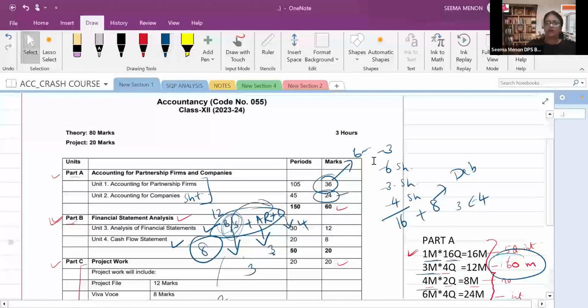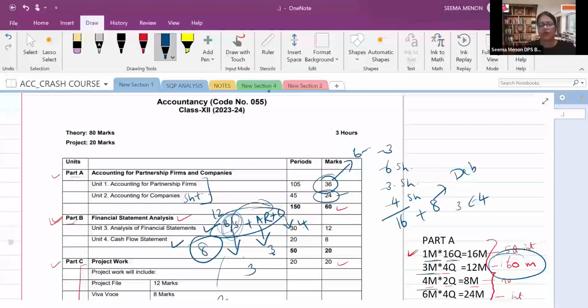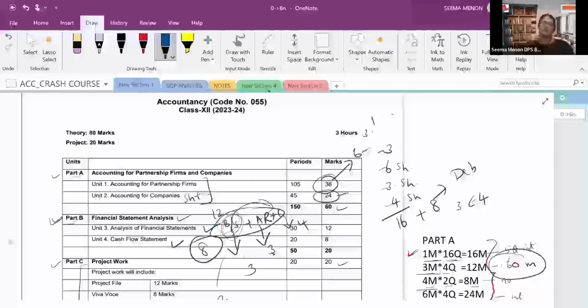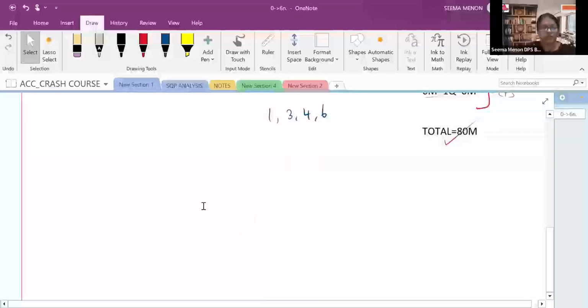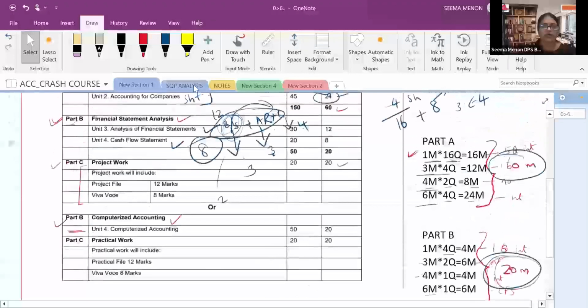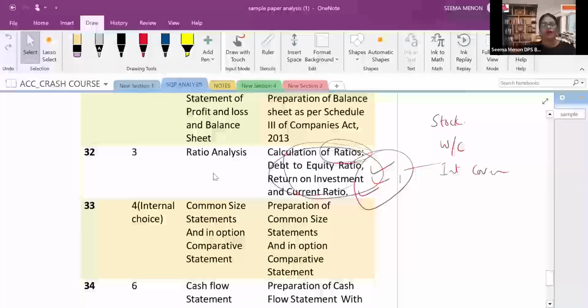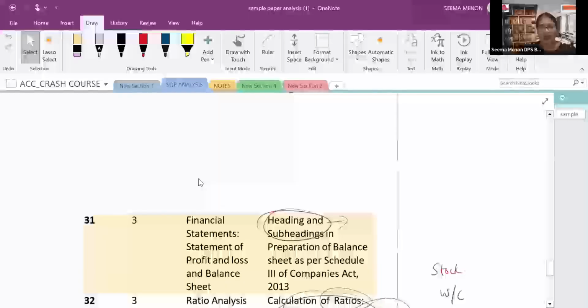There also, after the 2 questions of 6 marker, again 3 questions of 3 marker, 1 question from 4 marker, and the rest from 1 marker questions. That's all for the structure. Then we discussed the SQP analysis, sample question paper analysis.